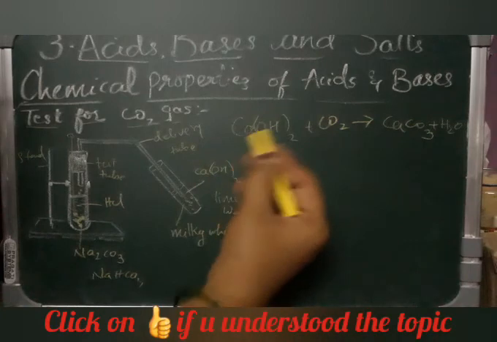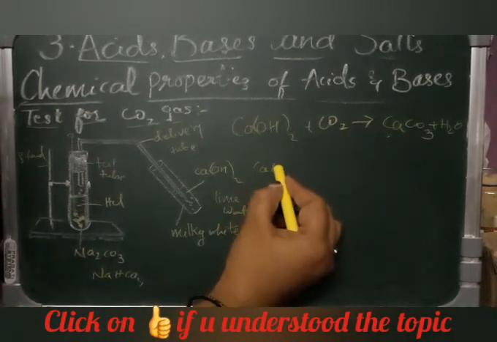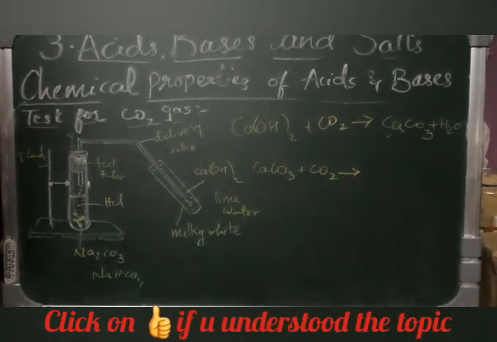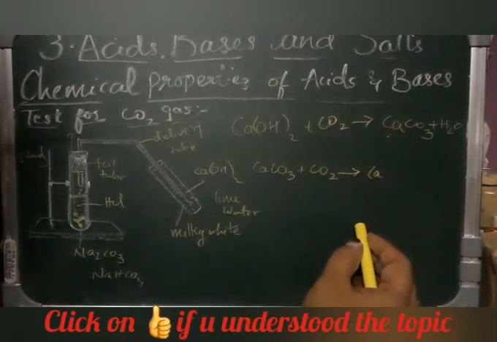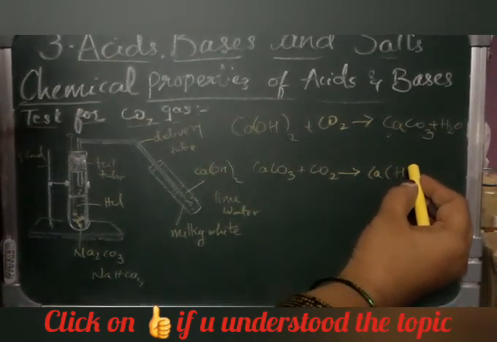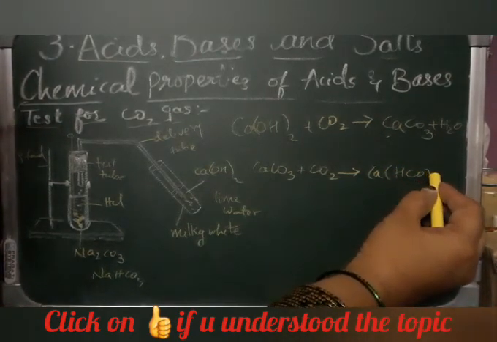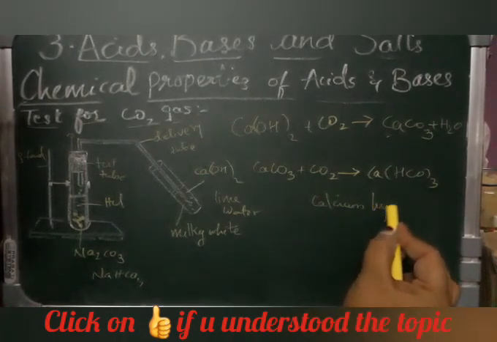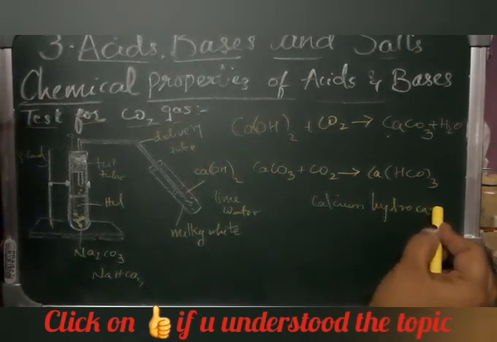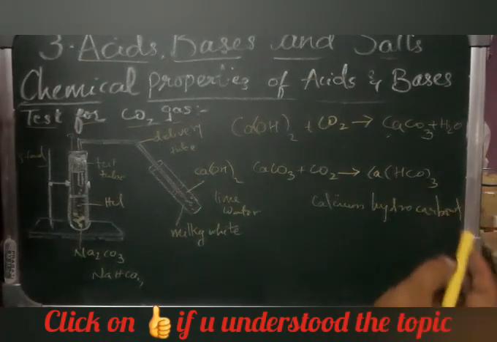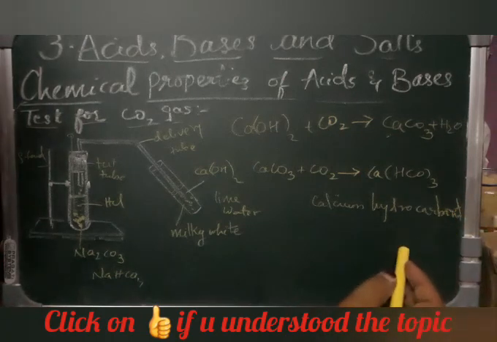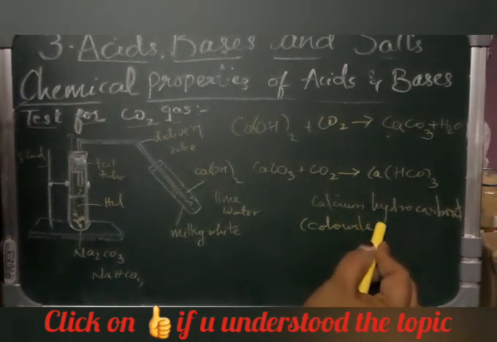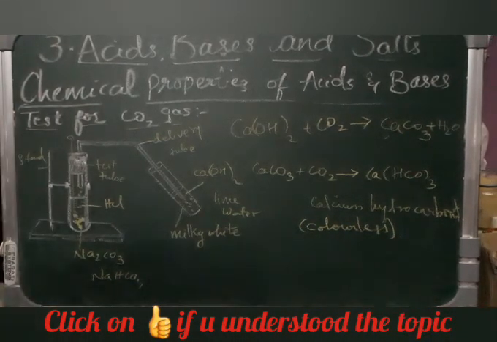So again if you are adding more excess, that is, to this calcium carbonate you are adding more carbon dioxide, then this will result in the formation of calcium hydrogen carbonate. Okay, it will form calcium hydrogen carbonate. This is a colorless solution. Fine. I hope this is clear now.